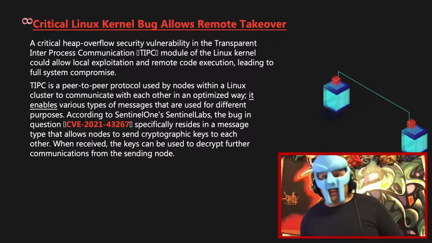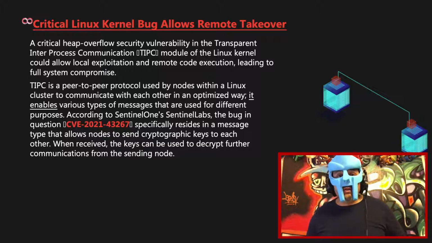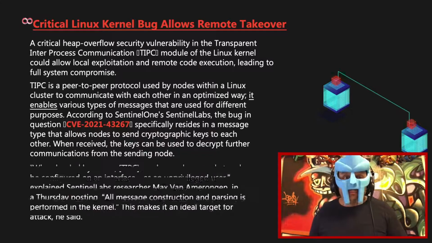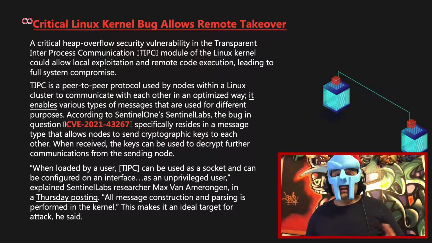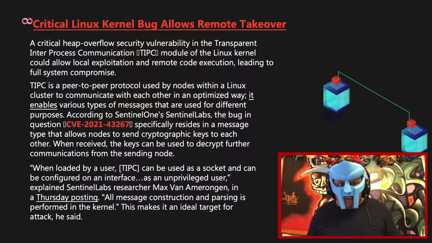According to SentinelOne's SentinelLabs, the bug in question, CVE-2021-43267, specifically resides in a message type that allows nodes to send cryptographic keys to each other. When received, the keys can be used to decrypt further communications from the sending node. When loaded by a user, TIPC can be used as a socket and can be configured on an interface as an unprivileged user, explained SentinelLabs researcher Max van Amerongen in a Thursday posting. All message construction and parsing is performed in the kernel. This makes it an ideal target for attackers.